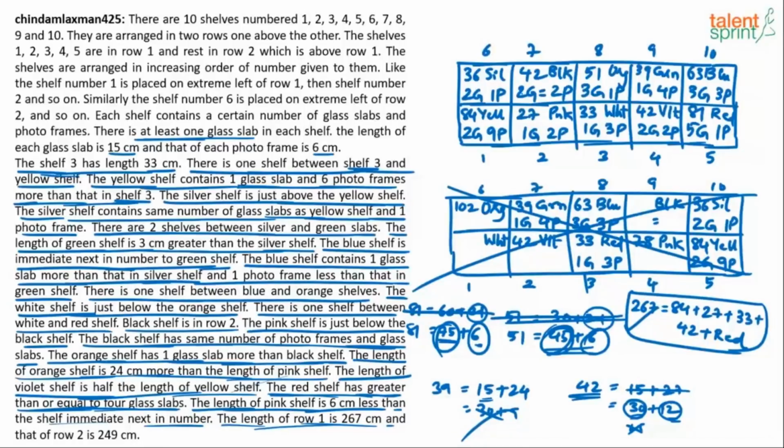We can check row 2, 249 itself, right? 36, 42 is 78, 79, 129, 159, 168, 228, 231. Oh, I'm getting 231 here, total. How is that possible? I'm sure everything else has been verified properly, right?